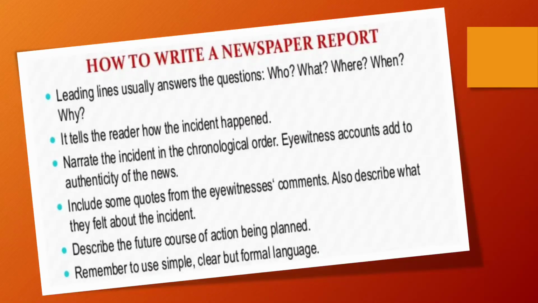How to write a newspaper report? Just like I told you, the leading line usually answers the questions who, what, where, when, and why. If you have seen some accident, a train accident, bus accident, some event, some celebration, everything: what was the event, why, who was the person who inaugurated it, everything in the punching line. Why this incident happened, how it happened, narrate the incident in chronological order. Eyewitness accounts add to the authenticity of the news. Don't try to write anything from your side, that should be factual. You can include some quotes for the eyewitnesses' comments, but not for the journal accident. We don't use quotes and figurative language, that is not for a newspaper.